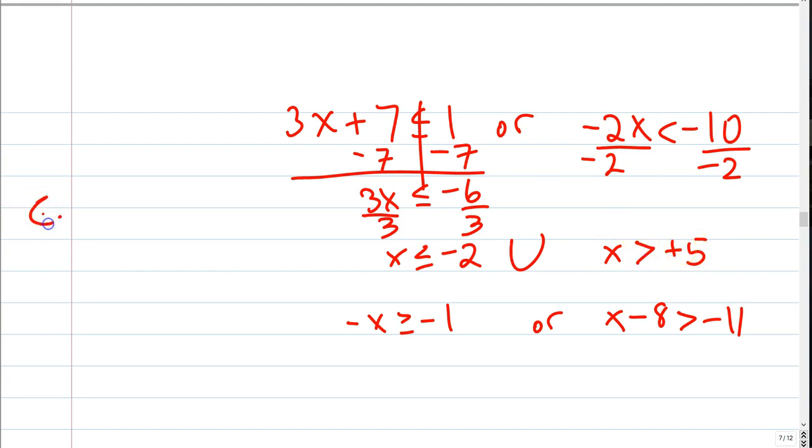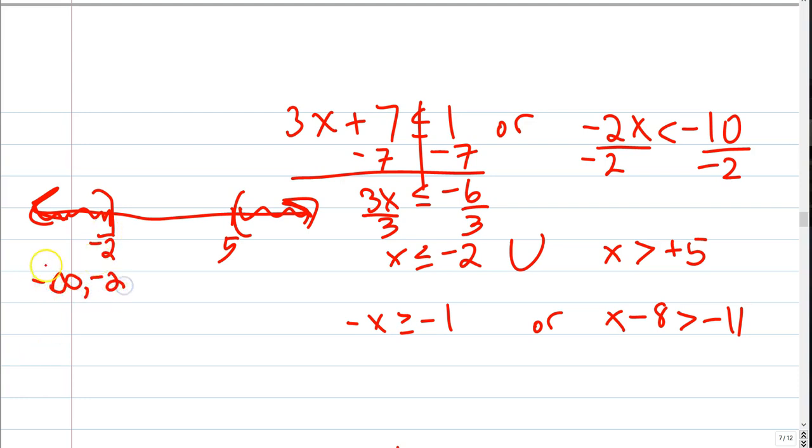The graph for this, less than or equal to negative 2, bracket, shaded to the left, greater than 5, parenthesis. Now in this situation, I'm looking at it, and this is fine. It is an or. Ors tend to go outward. This is fine. It could be one or the other. How do I write that interval? From negative infinity to negative 2, parenthesis bracket, or from 5 to infinity. And that's it. That's all we would do on that.